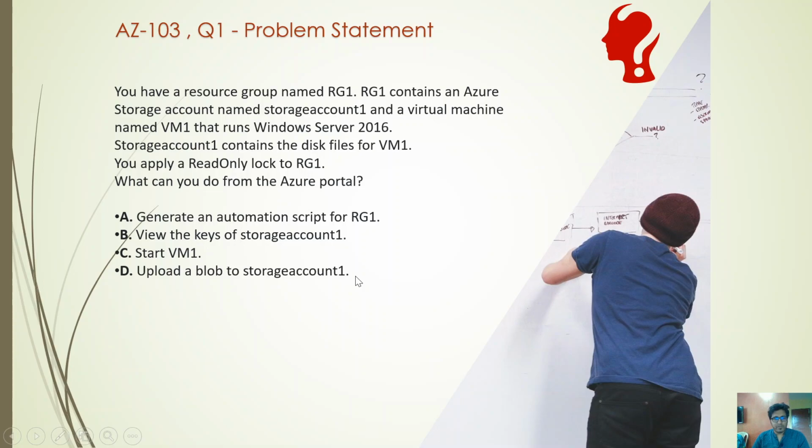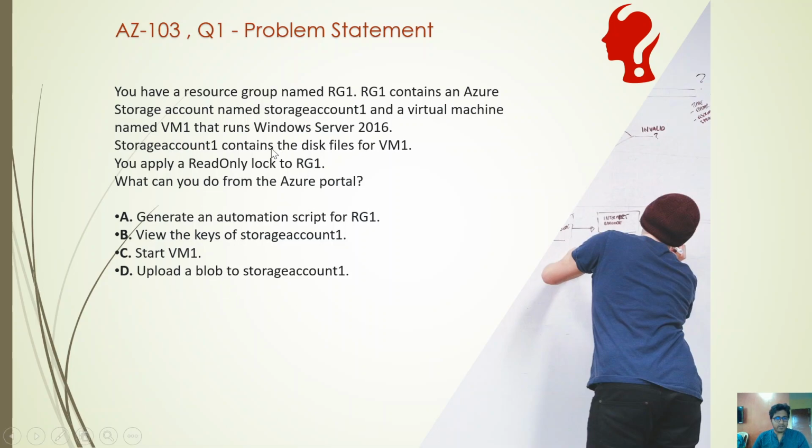Now a very brief about resource locks. Basically locks are something which will prevent you from doing an operation. There are mostly two types of locks: read-only lock and cannot delete lock. As soon as you apply a read-only lock to a resource or a resource group, all the resources are read-only, so you cannot modify them. And if it is a cannot delete lock, then you cannot delete it, but you can modify it. So you can read the resource in a read-only lock but not do any modification including delete, and in a delete lock you can read the resource, modify the resource, but you cannot delete the resource.